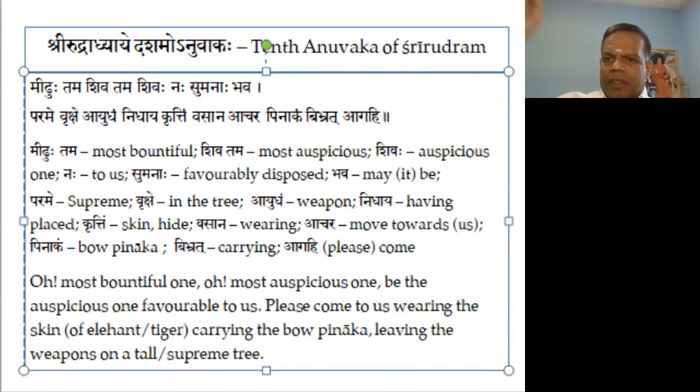Which is very high. That kind of being a tree. How can it be supreme? It can be tall. That's the way. So I have used the word tall also in the summary later. So supreme tree. In the supreme tree.